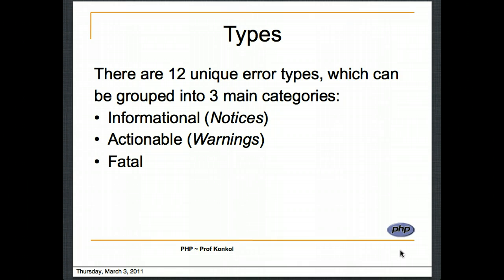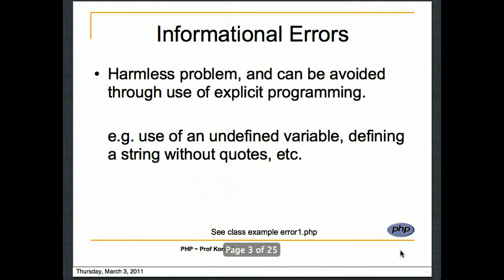So there are 12 unique error types that it can catch, which can be grouped into 3 main categories in PHP. There are informational catches, called notices, actionable, called warnings, and fatal, meaning it cannot go anywhere else without being fixed. Informational errors are harmless and can be avoided through explicit programming. For example, maybe you use an undefined variable or define a string without quotes, and it gives you an informational error message.